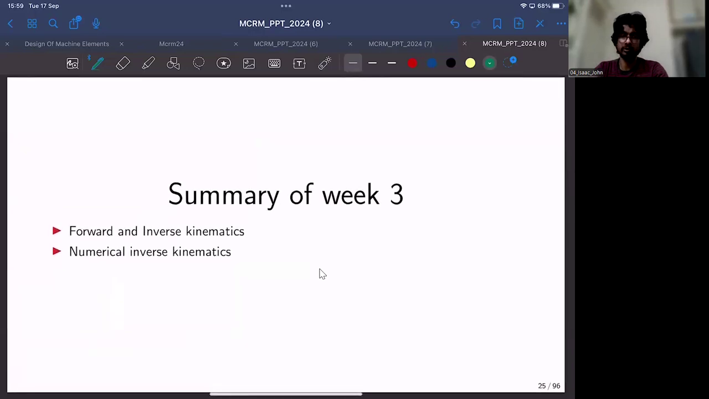Now, what did we discuss in week 3? We discussed solving some forward and inverse kinematic problems of robotic manipulators. Then we also saw how to solve inverse kinematics using a numerical inverse kinematic scheme. Because there are not a lot of examples of robotic manipulators where you can derive a closed-form inverse kinematics solution, sometimes you will have to rely on numerical methods.